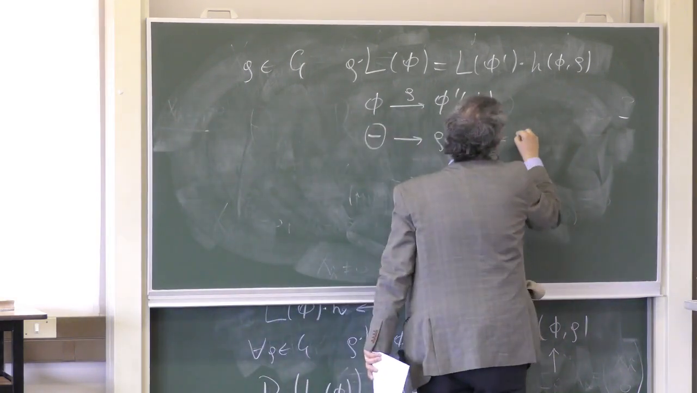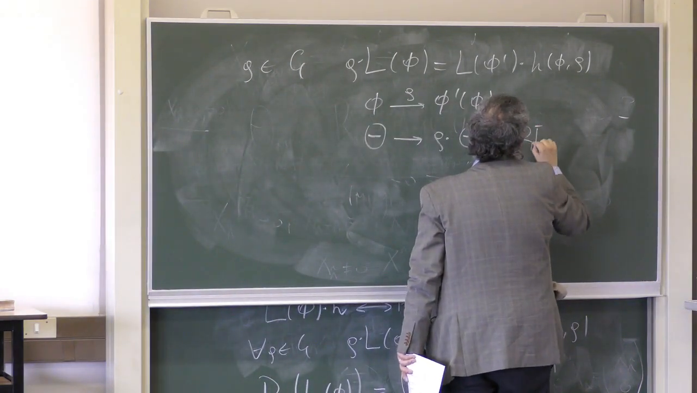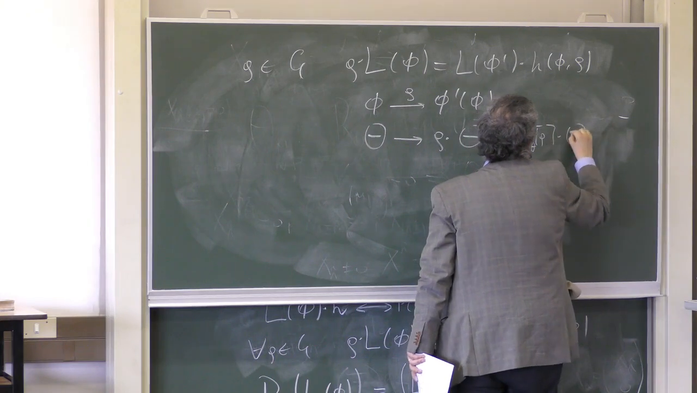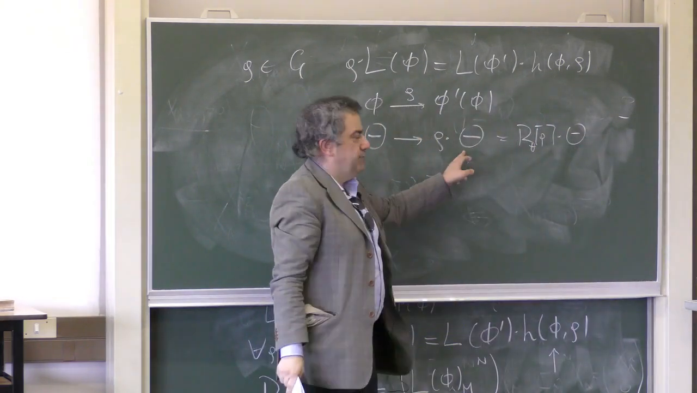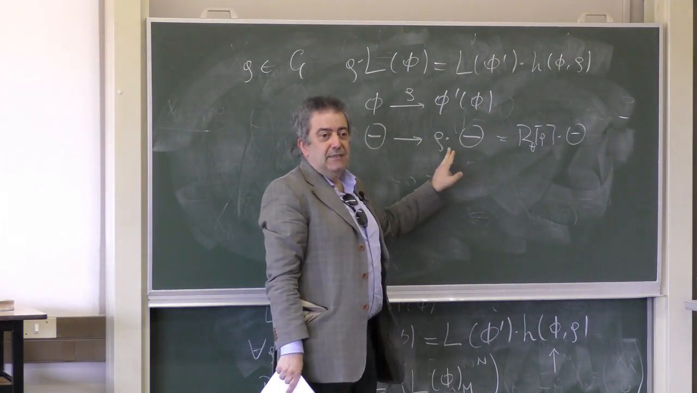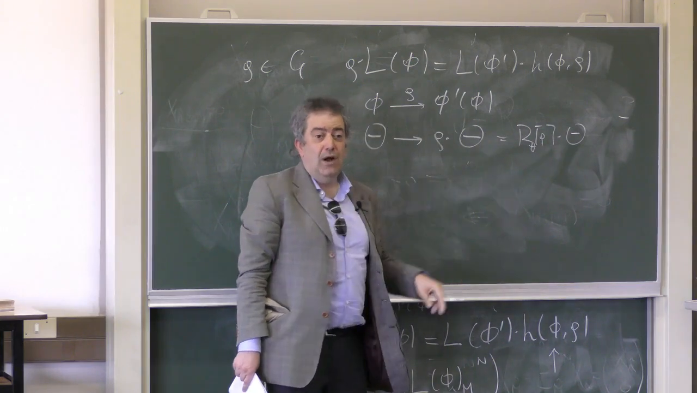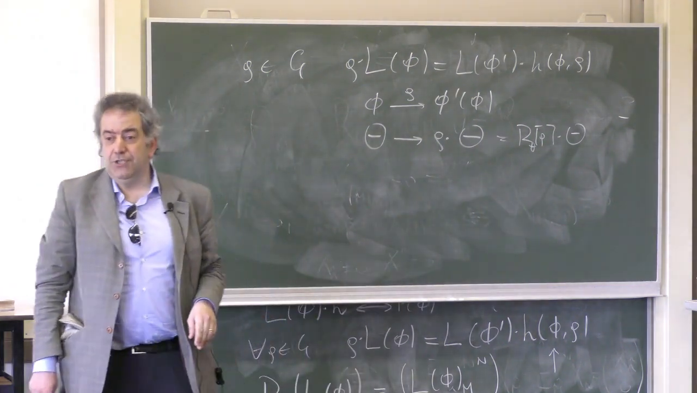Where I should write R(g) theta or g of theta. But that is not okay, I just write it like this, in a symbolic way. This means the action of g on theta. I know how to act by means of g on theta.